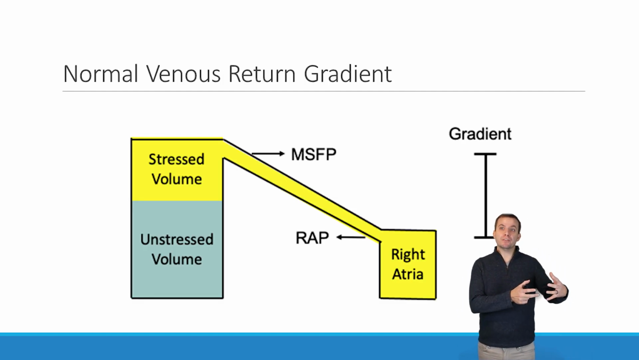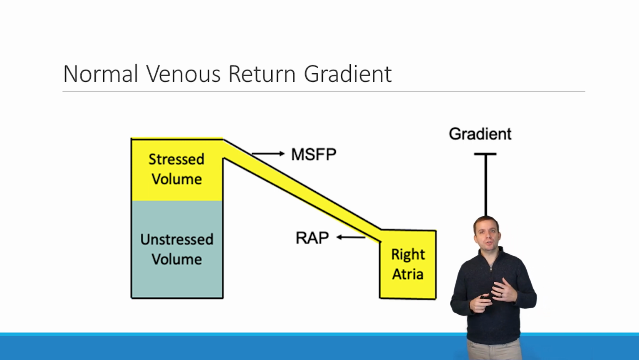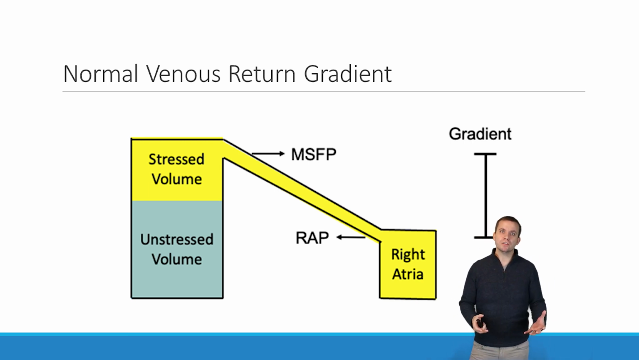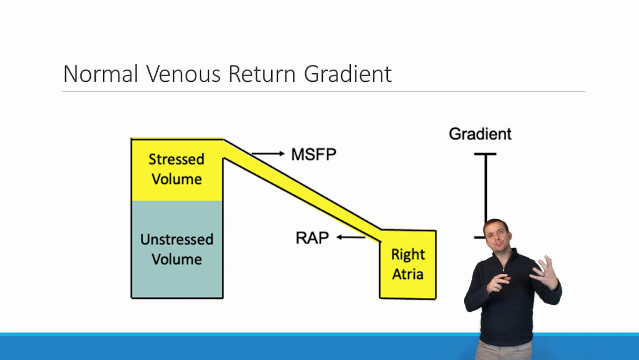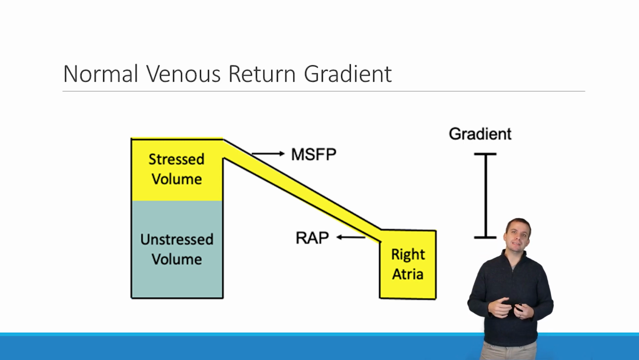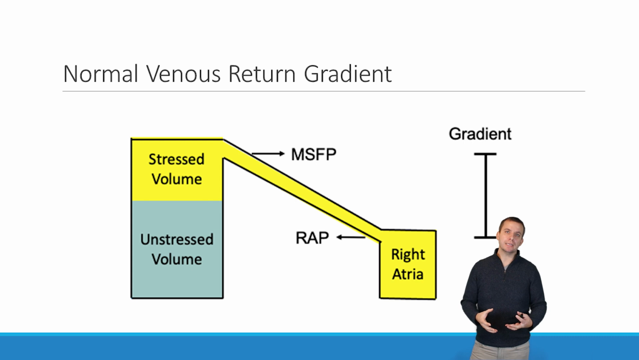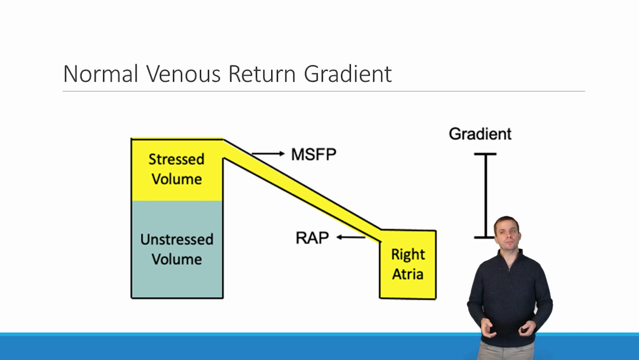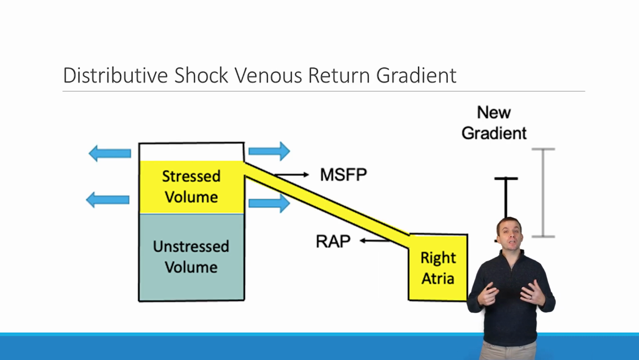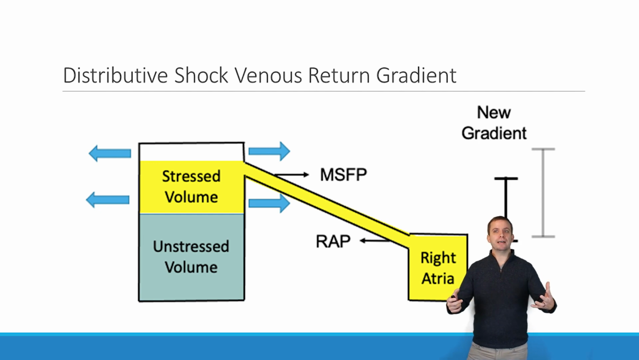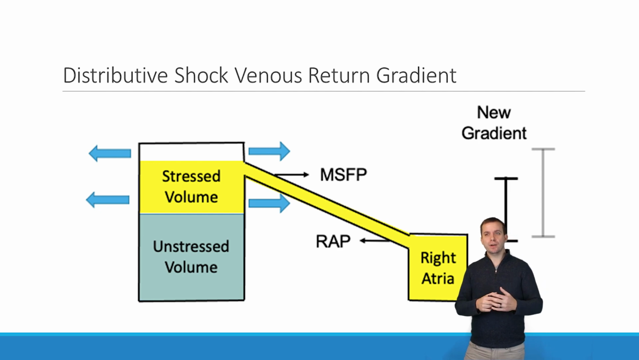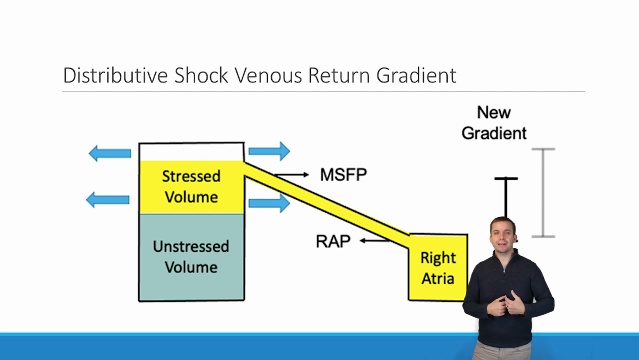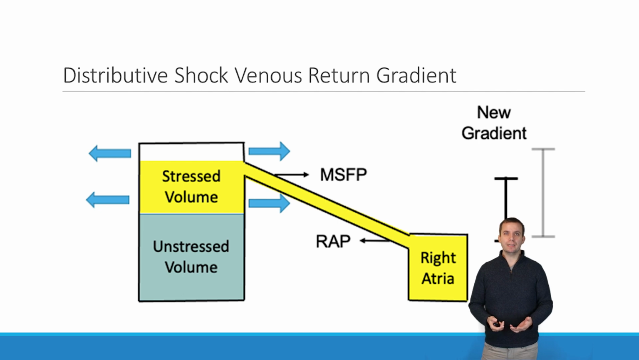So your mean systemic filling pressure, like you can see here, if you use it compared to your stressed volume and unstressed volume, is going to be your mean systemic filling pressure minus your right atrial pressure. And it's that stressed volume that's being pushed with that gradient to your right atrium. So that gradient is going to tell you how much volume is going to get into your ventricle to be able to do the filling. Now, if someone goes into distributive shock where they vasodilate, they will drop that gradient. The new gradient will be lower. They're going to have less volume getting to the right atrium.